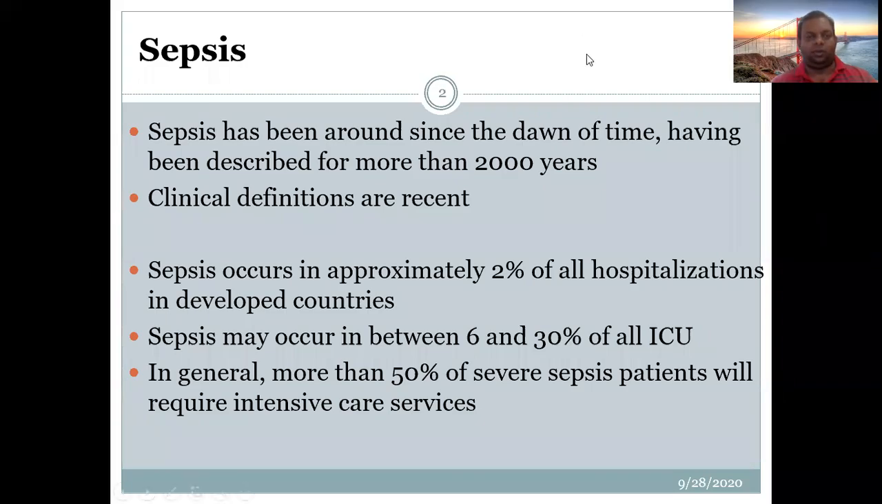Sepsis has been around the world from the dawn of time, having been described for more than 2000 years. The clinical definition is driven by recent times with the development of Western science. Sepsis occurs in approximately 2% of all hospitalizations in developed countries. Mind you, for underdeveloped or developing countries, data is scarce. Sepsis may occur in between 6 to 30% of all ICU patients. In general, more than 50% of severe sepsis patients will require ICU admission.